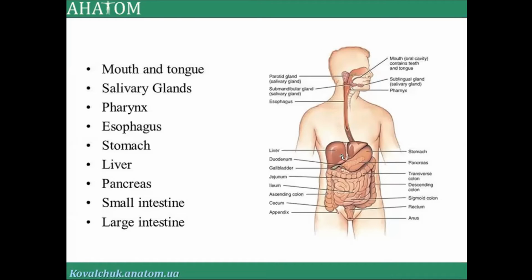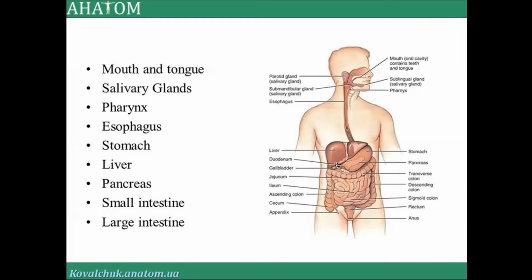Cervical, thoracic, and abdominal parts of the esophagus. Next one, stomach. It's a non-tubal organ and has four parts, and four organs with four parts: stomach, pancreas, duodenum, and colon. Next, after the stomach, we'll continue with the small intestine.